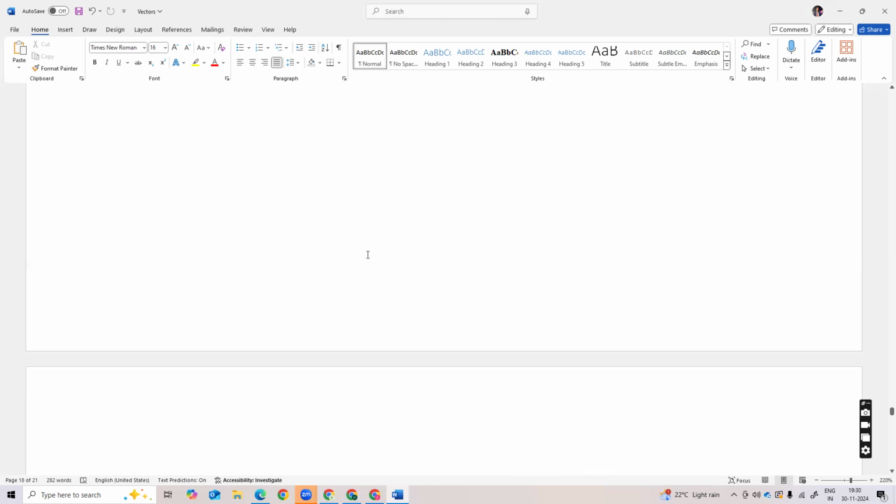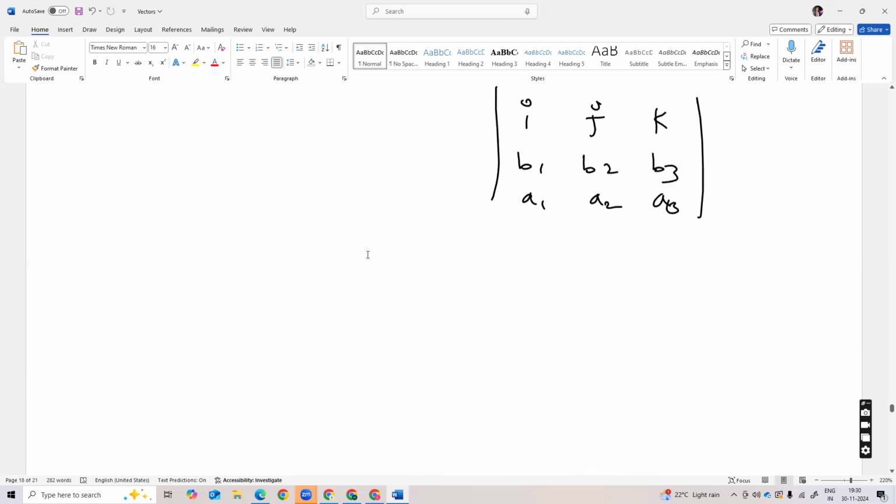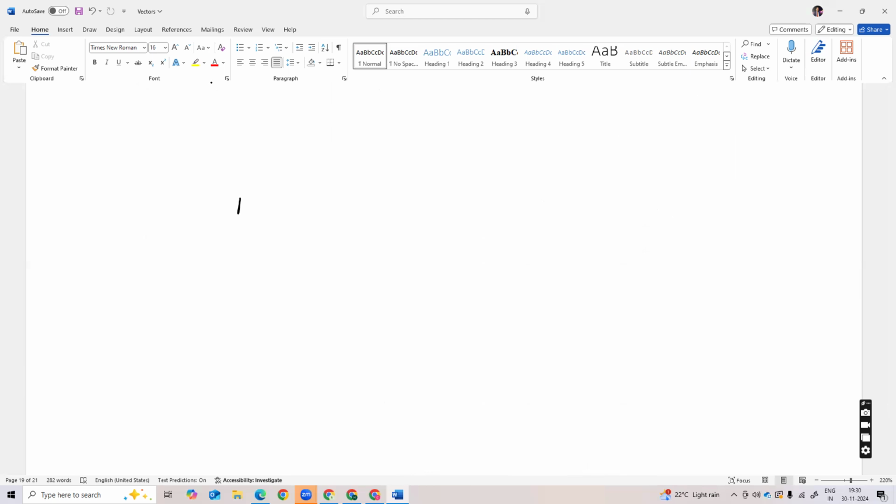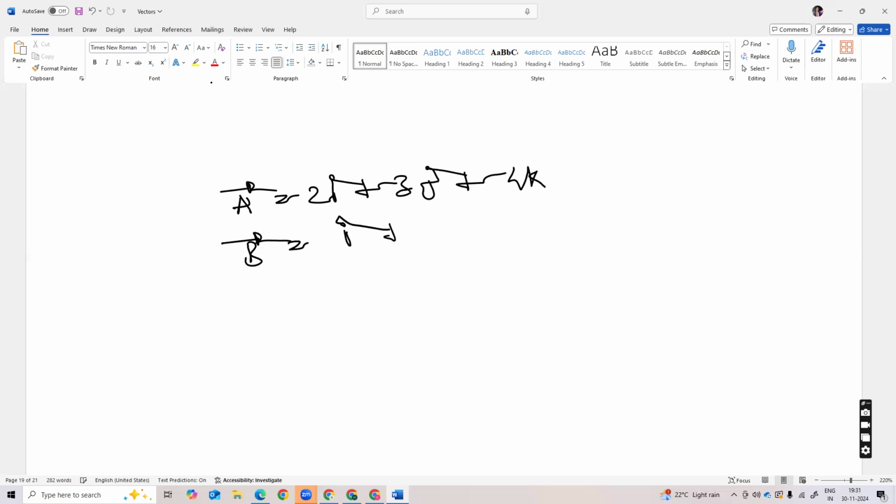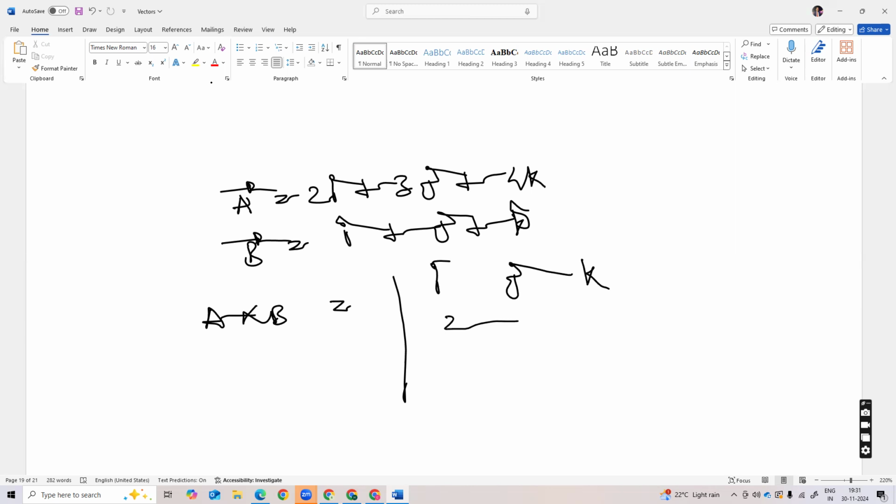So let's take one example of this cross product. If you have a vector, let's say a as 2i plus 3j plus 4k, and vector b as i plus j plus k, then a cross b can be given as the determinant of i j k, 2 3 4, 1 1 1.